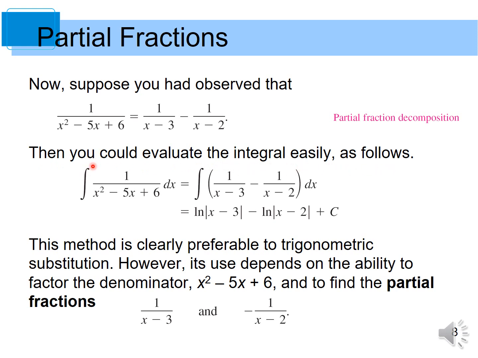Now, to integrate 1 over x squared minus 5x plus 6 with respect to x without using the trigonometric substitution, the 1 over x squared minus 5x plus 6 is equal to this simpler rational function, and we can easily integrate this integrand. We use the change of variable, and lastly we will get the same answer.